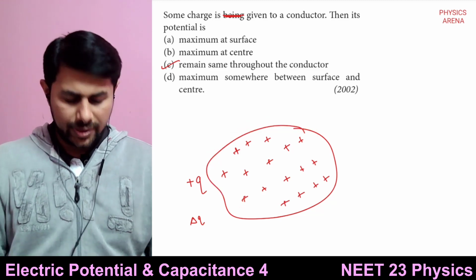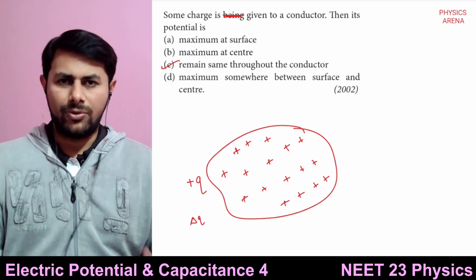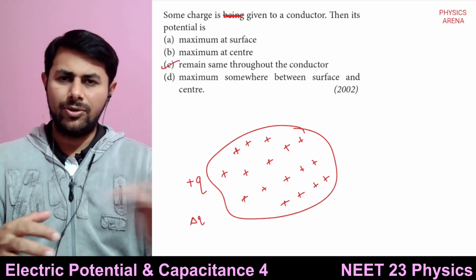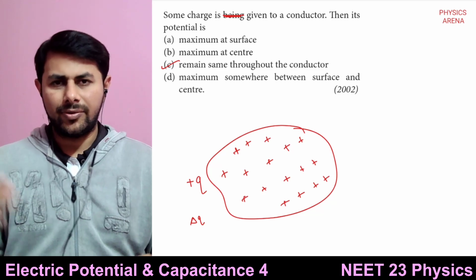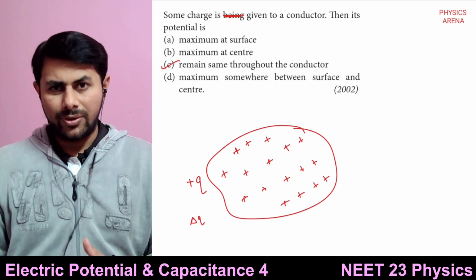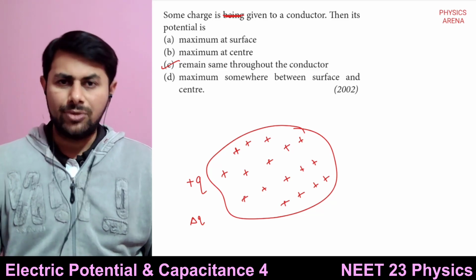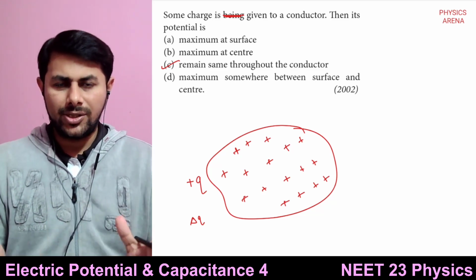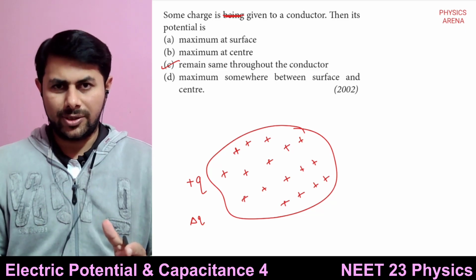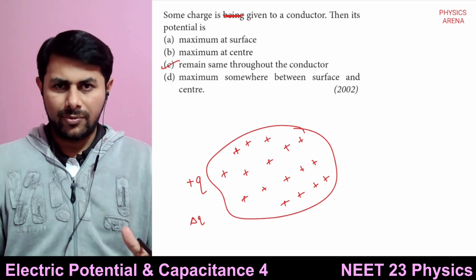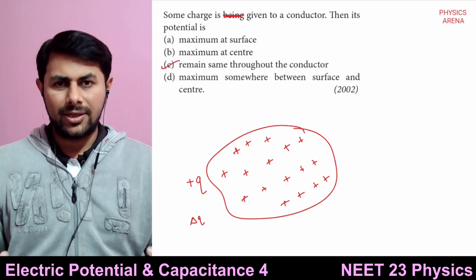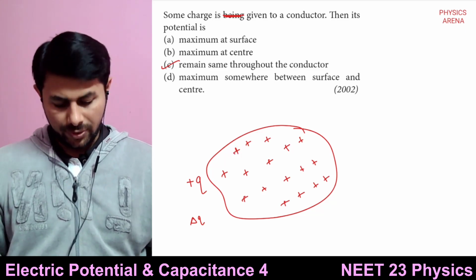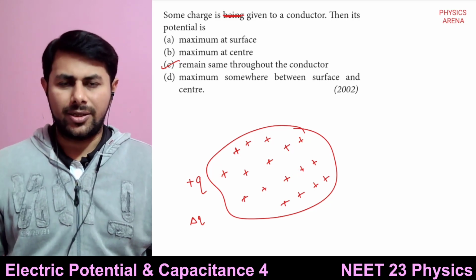Okay. See, this is a conductor, so charges can flow. You give some charge, it can flow through the conductor. But when will they flow and when will they cease to flow? If there is some potential difference, then the charges will flow and they will keep on flowing till the time the potential difference becomes zero, on all parts of the conductor.